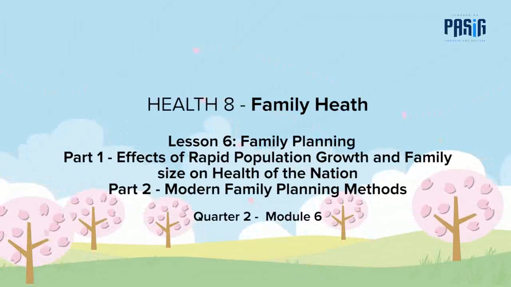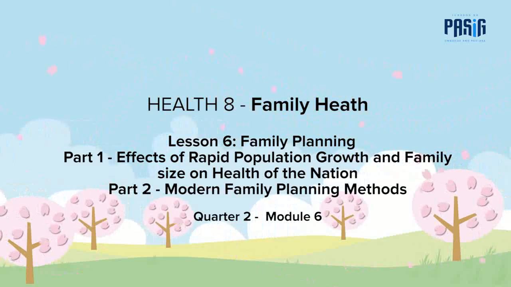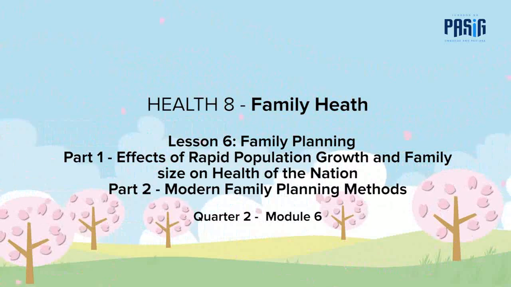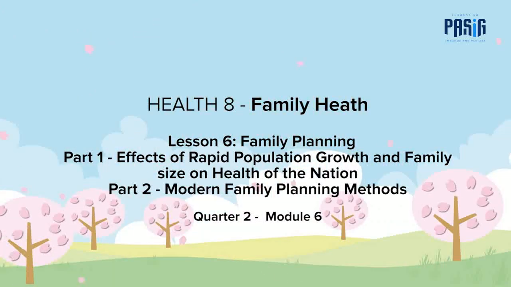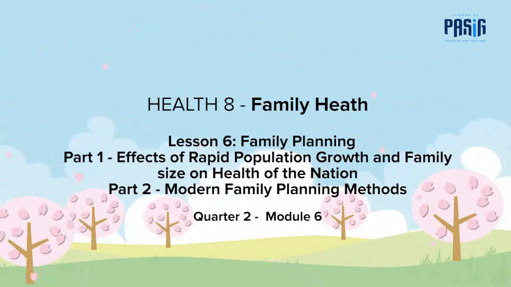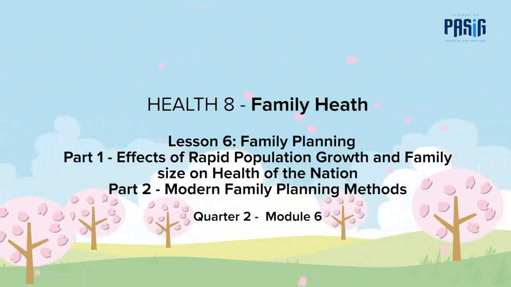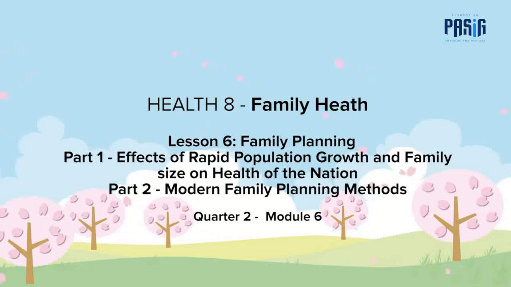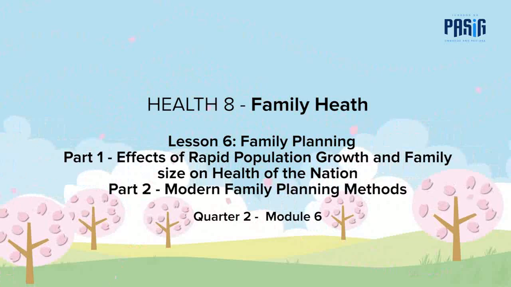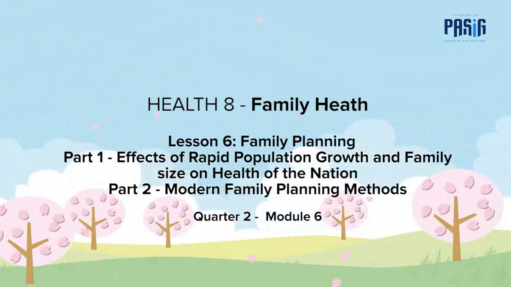For today's topic, we have family planning. This is divided into two parts. Part 1, which is the effects of rapid population growth and family size on the health of the nation. Part 2, we have the modern family planning methods. This is part of our learning outcome, which is to explain the effects of rapid population growth and family size on the health of the nation, and to enumerate modern family planning methods, such as natural and artificial.